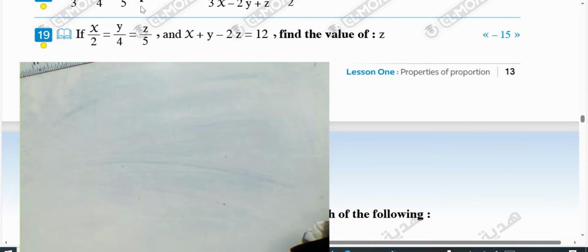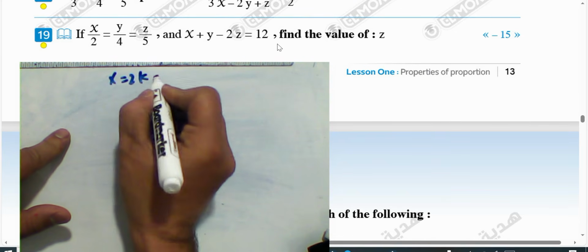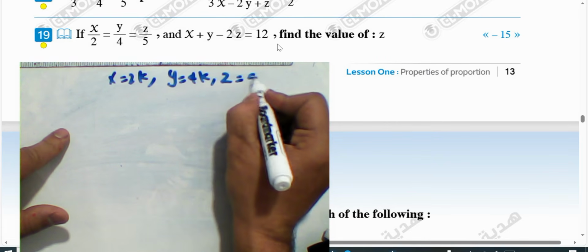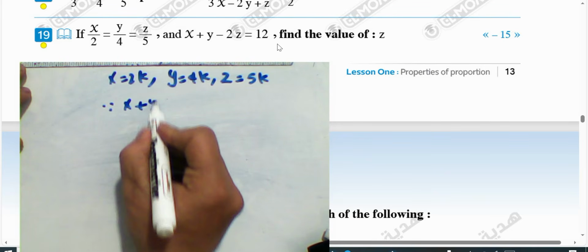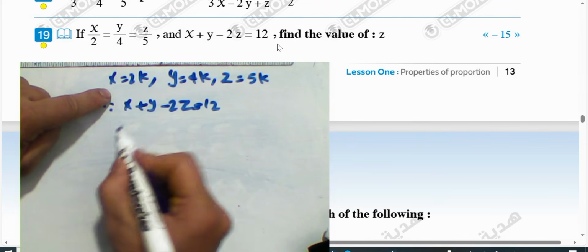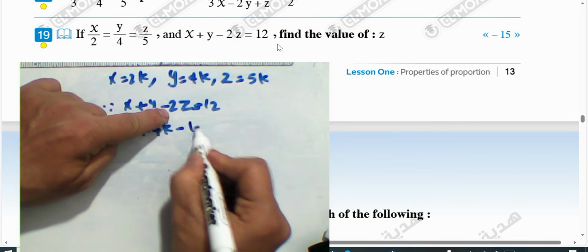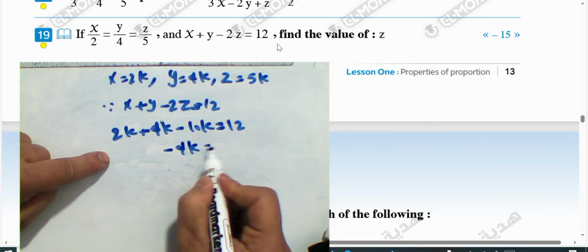Okay. Next question. If x over 2 equals y over 4 equals z over 5, and a relation is given, find the value of z. First step, I will put the constant k: x equals 2 times k, y equals 4 times k, and z equals 5 times k. He gave me this information: x plus y minus 2z equals 12. So x equals 2k, plus the value of y, 4k, minus 2 times the value of z, 2 times 5 is 10. The answer will be 12. 2 plus 4 is 6, 6 minus 10, negative 4k equals 12.